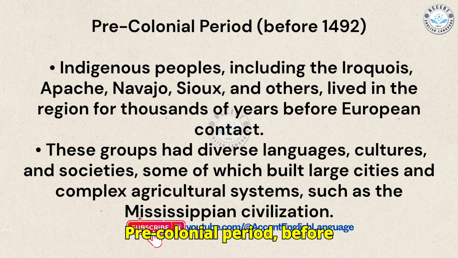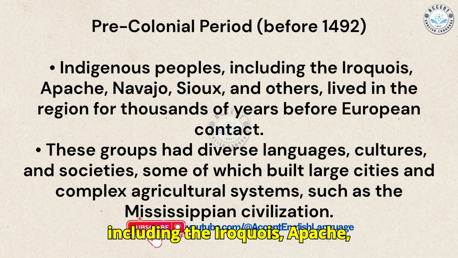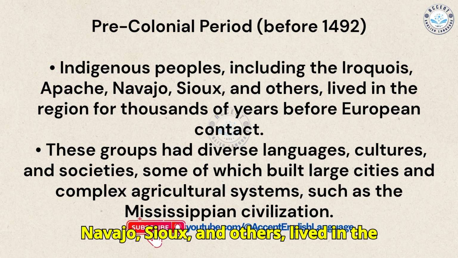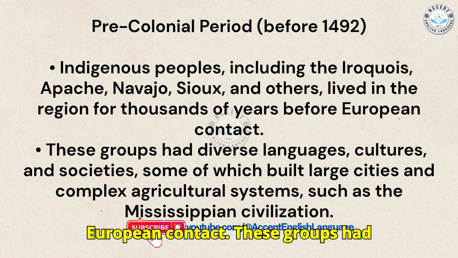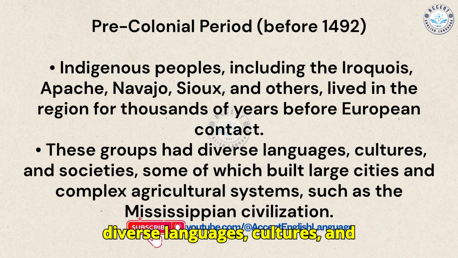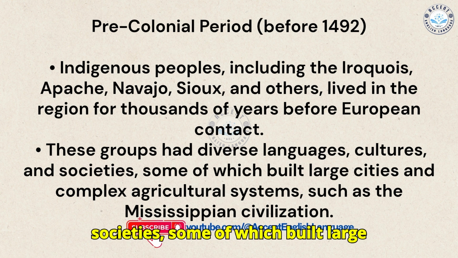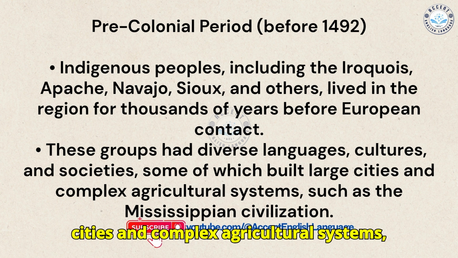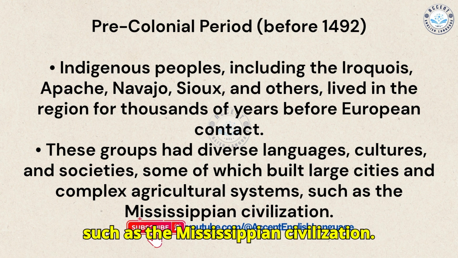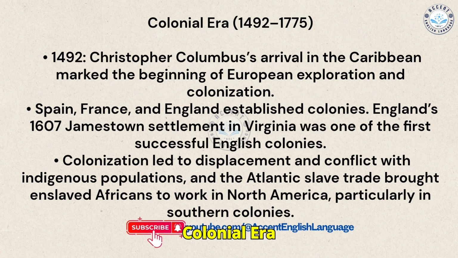Pre-colonial period, before 1492. Indigenous peoples, including the Iroquois, Apache, Navajo, Sioux, and others, lived in the region for thousands of years before European contact. These groups had diverse languages, cultures, and societies, some of which built large cities and complex agricultural systems, such as the Mississippian civilization.